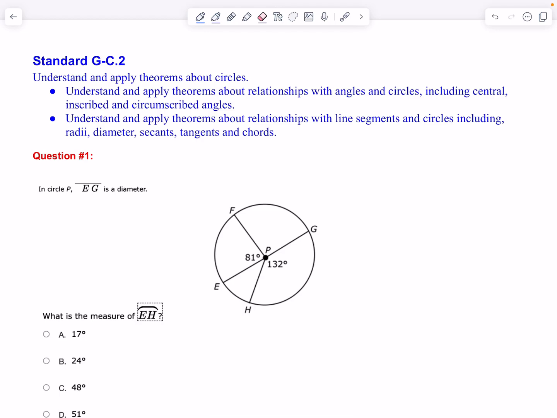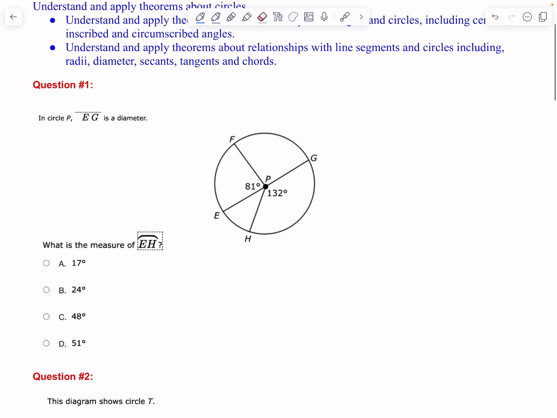In this video, we're going to talk about standard G-C.2. This standard states that we should understand and apply theorems about circles. We need to be able to apply theorems about relationships with angles and circles, including central, inscribed, and circumscribed angles. We also need to understand and apply theorems about relationships with line segments and circles, including radii, diameter, secants, tangents, and chords. So let's look at 4 questions that relate to this standard.